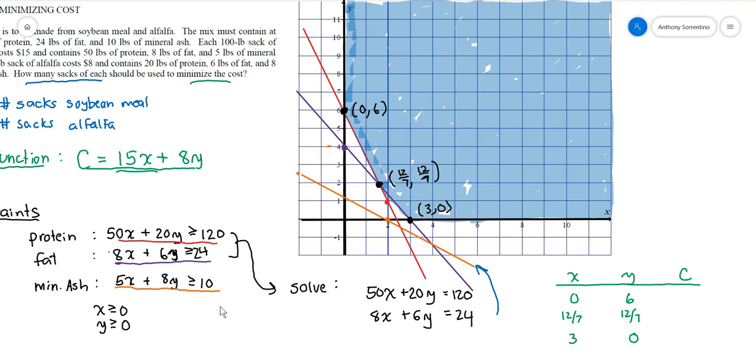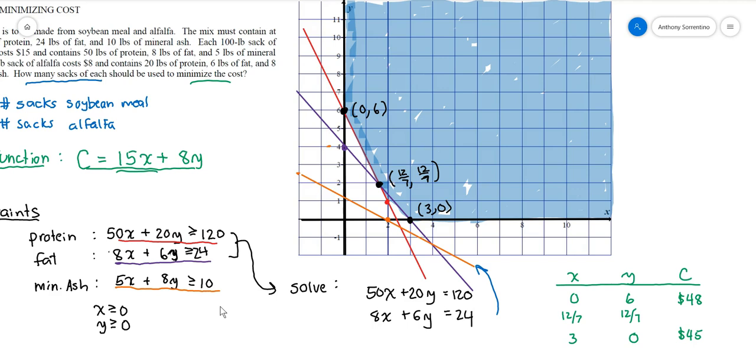So 15 times 0 plus 8 times 6 is going to give me a cost of $48. That one's pretty easy to do, and so's the (3, 0) one. 15 times 3 is 45, plus 8 times 0, which is 0, it's going to be $45. So if I was just comparing buying all of one versus the other, it'd be cheaper to buy all of the soybean meal because I only need 3 sacks of that and get all the nutrients needed, as compared to having to buy 6 sacks if I only buy alfalfa.